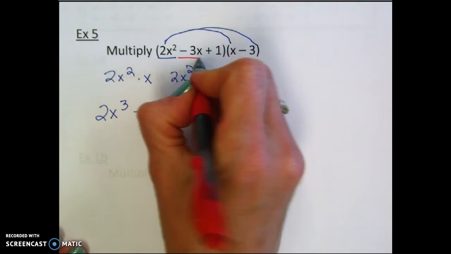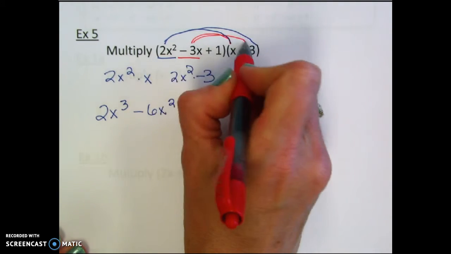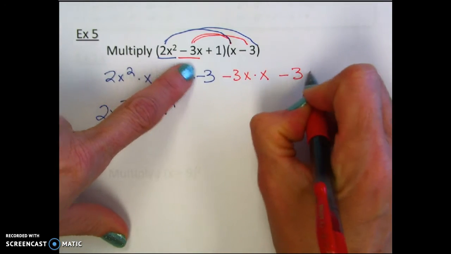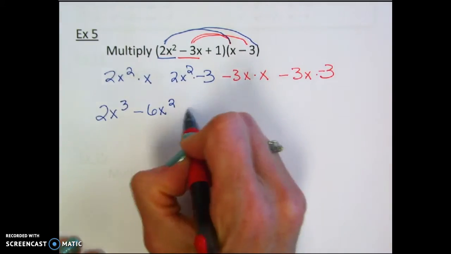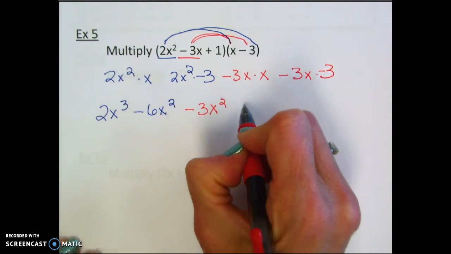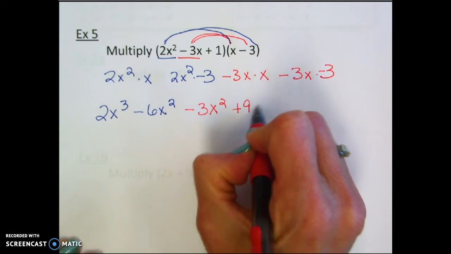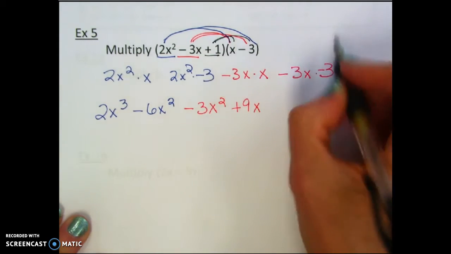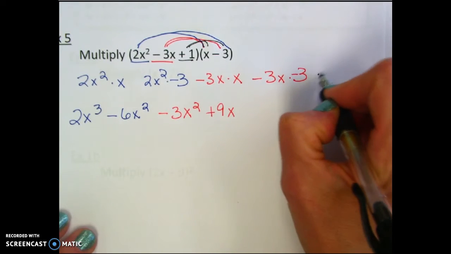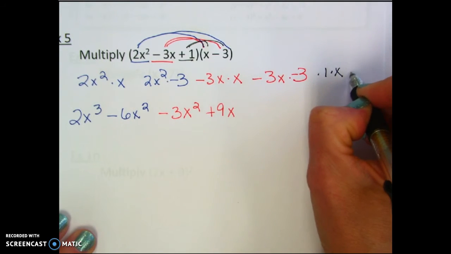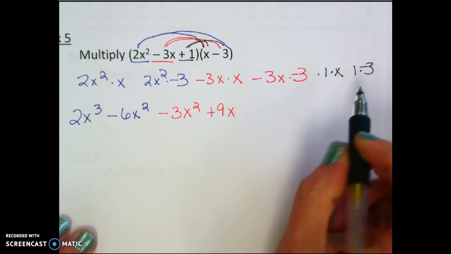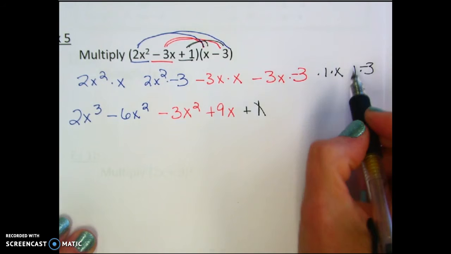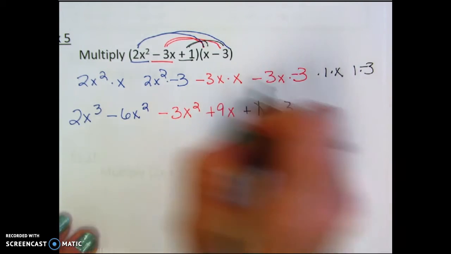Next, I'm going to distribute the negative 3x to both pieces over here. So negative 3x times x and negative 3x times negative 3. That's going to give me negative 3x to the second and positive 9x. And then we'll distribute the positive 1. So 1 times x and 1 times negative 3. 1 times x is just 1x, and 1 times negative 3 is minus 3.